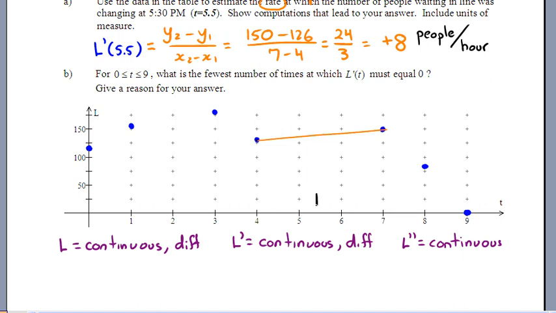So I'm just going to drop a little arrow randomly in here. And I know that there's going to be some x value, or t value, I could call it c, where I'm going to get that slope of 8.